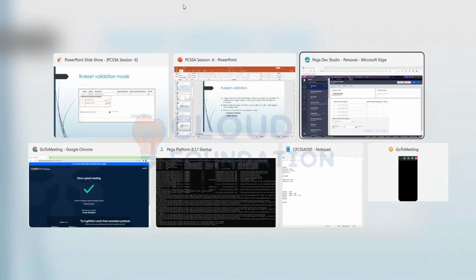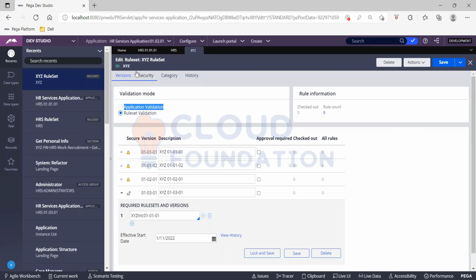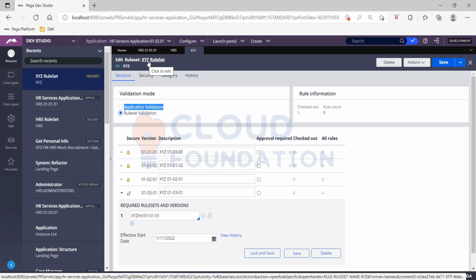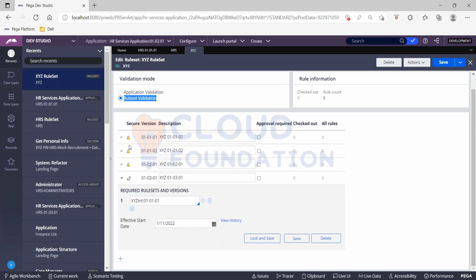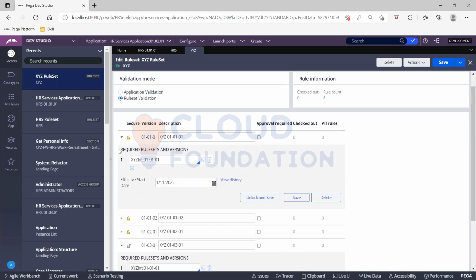For example, let me just show. So this is our so-called organization rule set XYZ, which is set on the validation mode, I mean the RV mode. Now once you look at the rule set, you see there is something called required rule sets and versions. So XYZ, your so-called organization rule set, is depending upon the XYZ int rule set. So this is a prerequisite rule set, what we call it.